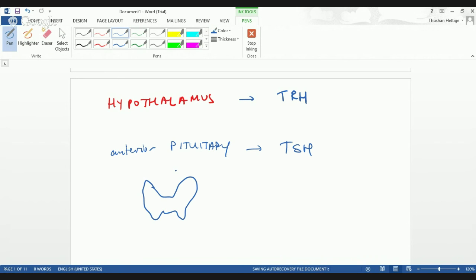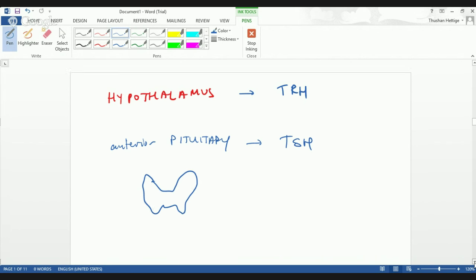You remember that little drawing we did earlier? So TSH upregulates everything. But on top of that, TSH is also a growth factor. It causes hyperplasia of your thyroid gland. So stimulation of the TSH receptor causes hyperplasia of your thyroid gland. So that's what TSH does, and that's the main aspect of the TSH.